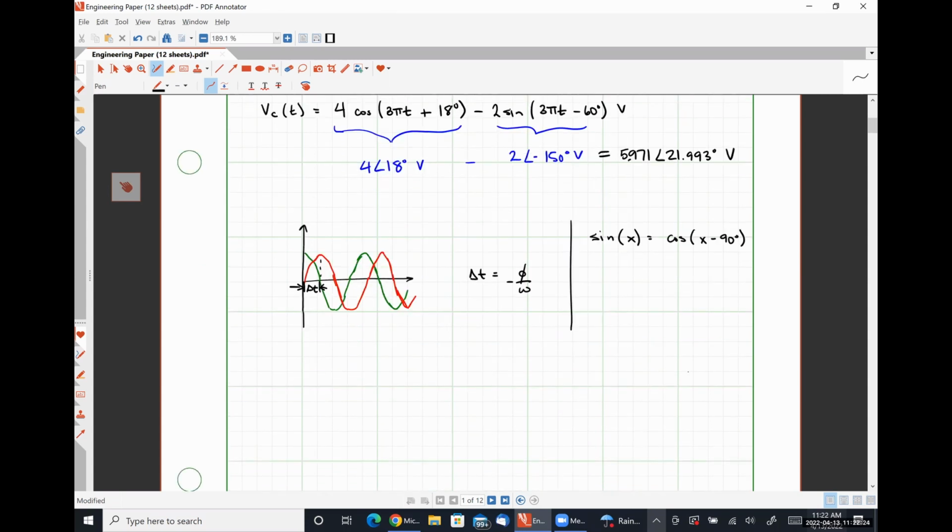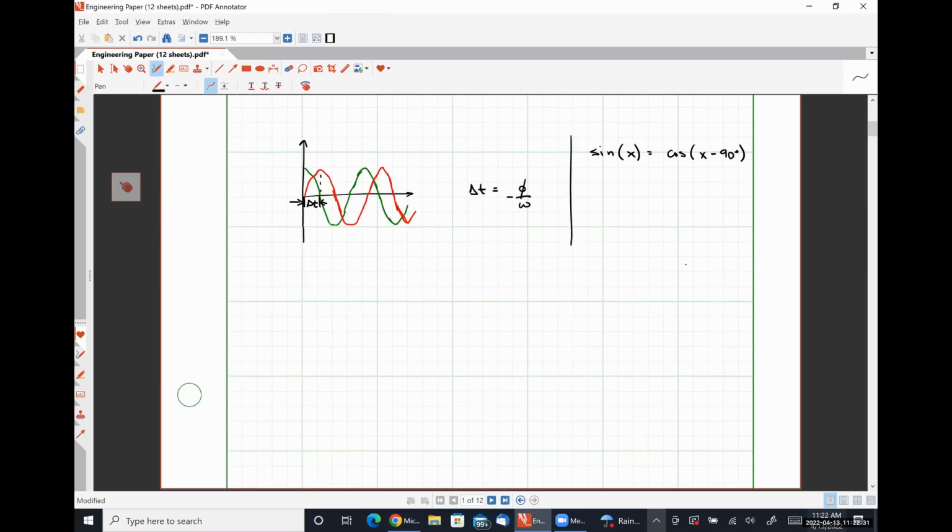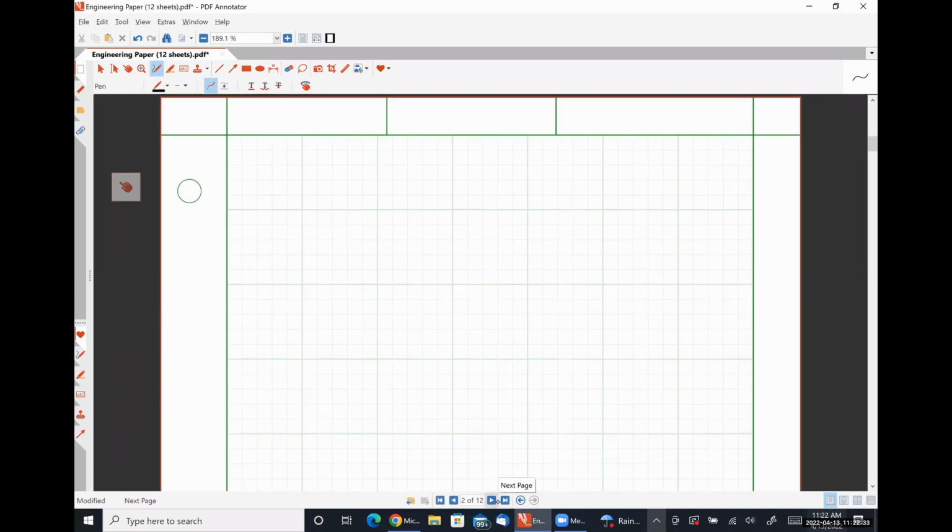So let's now develop phasor relationships for circuit elements. And we're going to start with a simple resistor.